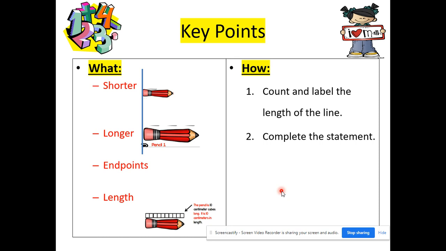How are we going to be successful today? Well, 1, we're going to count and label the length of the line. 2, we're going to complete the statement. Ready? For this first part, all you need to do is listen. You do not need your whiteboards yet. You might want to have them in front of you with your markers, or if you're using paper, with your pencils parked. But remember, we're listening first.